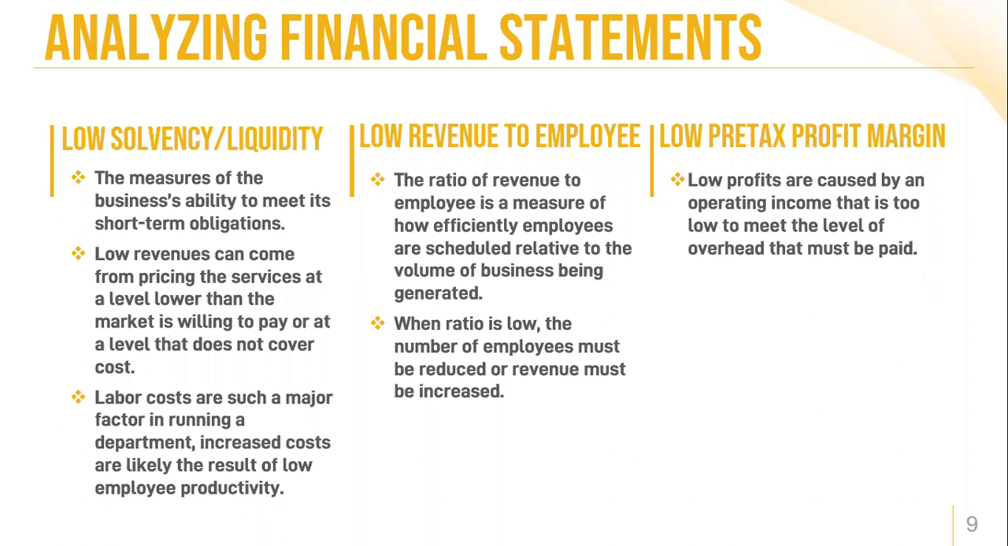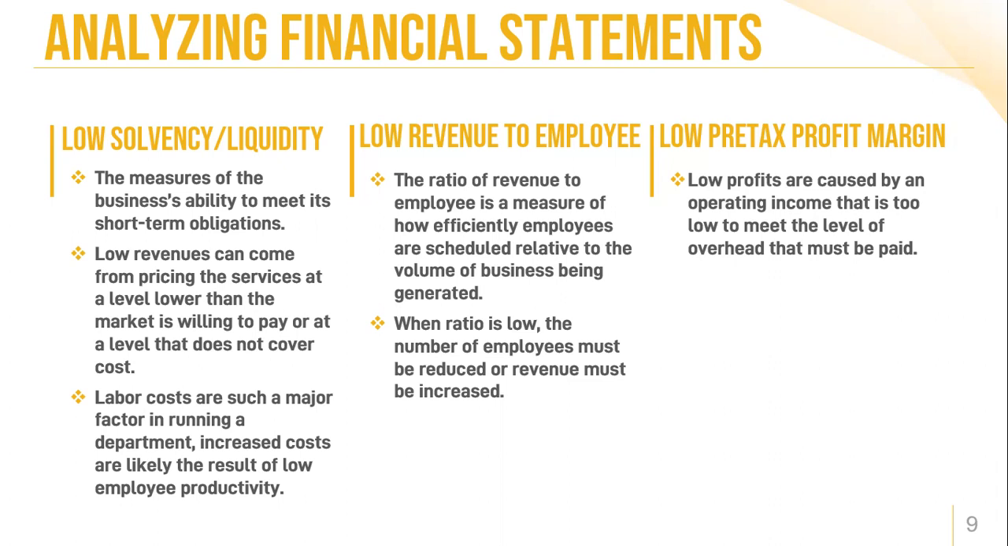So first and foremost is low solvency or low liquidity. When we talk about low liquidity of an item, it's hard to change it from a physical thing into money. It is a measure of the business's ability to meet its short-term obligations. So every company has its own short-term obligations.